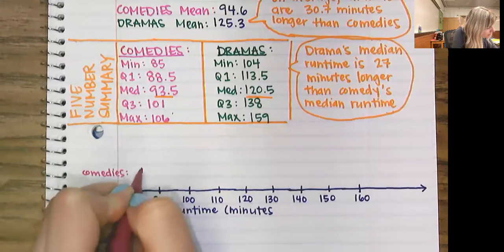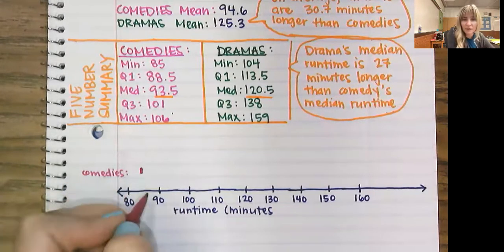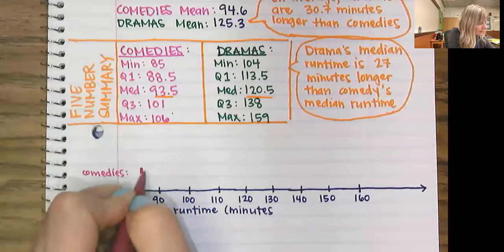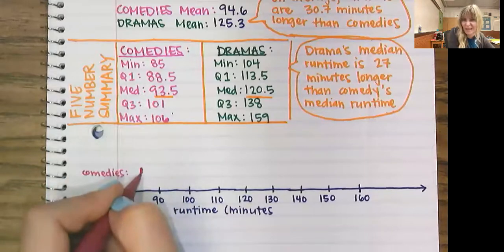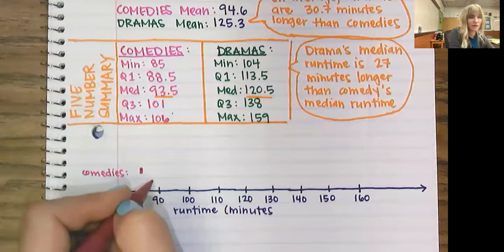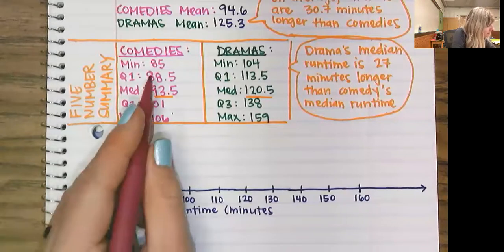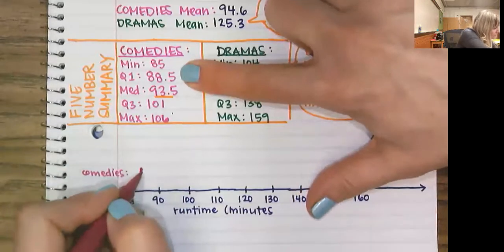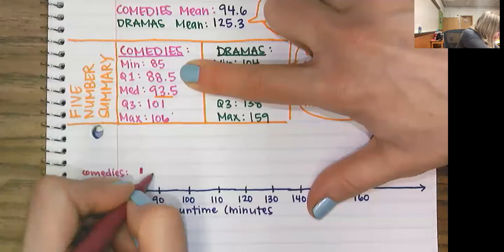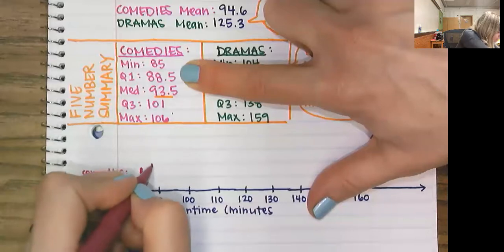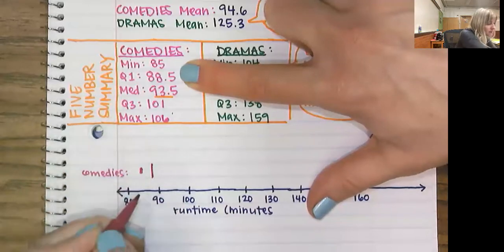I'm going to go in the middle of the space between 80 and 90. So that's about 85. And I'm going to eyeball these because I don't have exact scale markings for them all, but 85 is the minimum. 88.5 wouldn't even quite be up to 90 yet. So that's Q1. So I'm going to fill up this whole space. That's the bottom of the box.